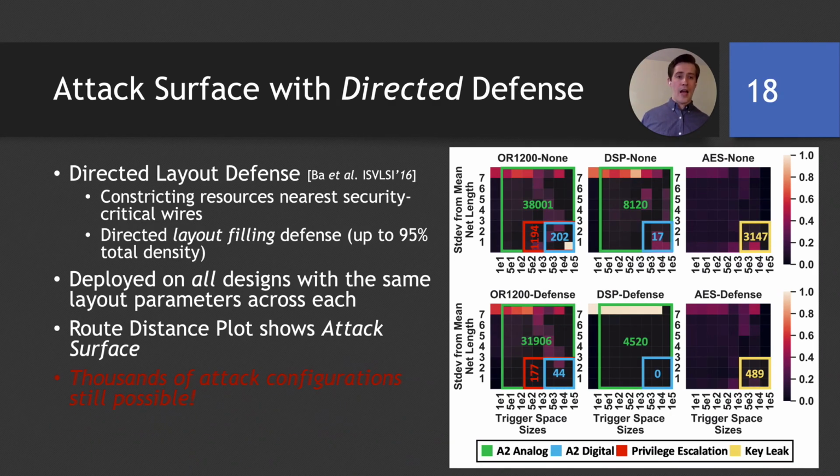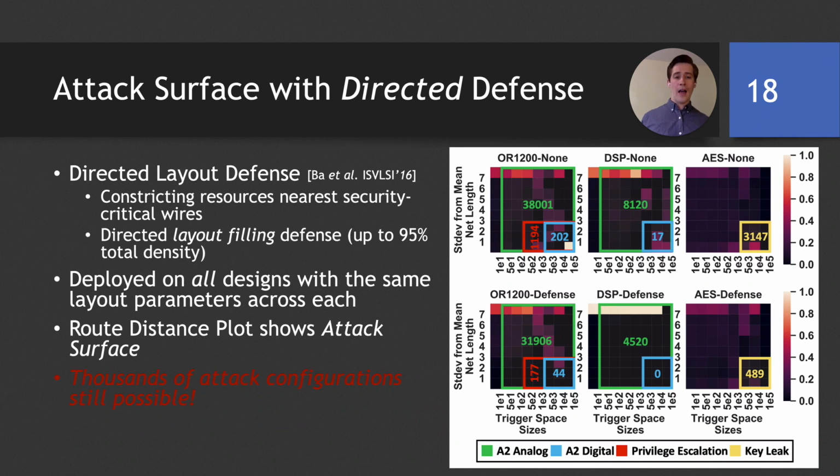Next, we compare the attack surfaces across 2 different layouts, each of the OR1200, AES, and DSP circuits, with and without a directed layout defense deployed. Unlike the undirected defense, this defense constricts placement resources locally rather than across the whole chip by filling unused placement sites near security critical wires with functional logic gates. To evaluate this defense, we simulate the best case deployment scenario, whereby we fill unused placement sites near security critical wires first until we achieve an overall chip density of 95%.